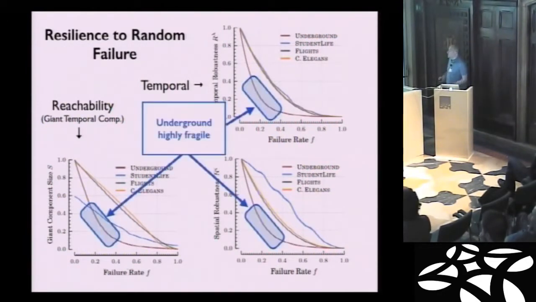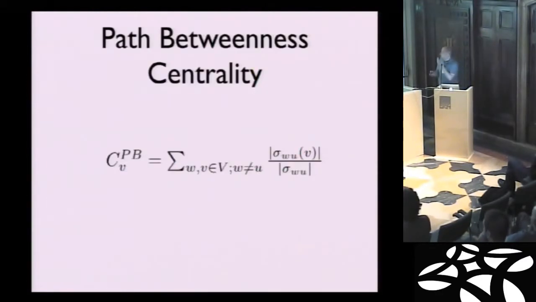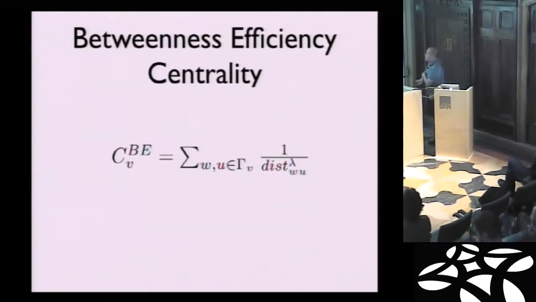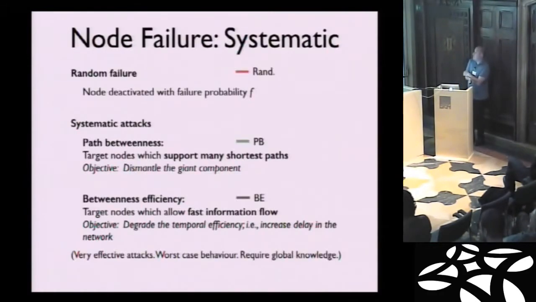Okay. So the underground is highly fragile. So then we try to see if you can attack the network in the usual way, but we try to use the betweenness centrality, which is essentially given by the normalized number of shortest paths that go through a node, for example, the node V. And then we also consider the efficiency centrality. Essentially, we consider the inverse of the distance.